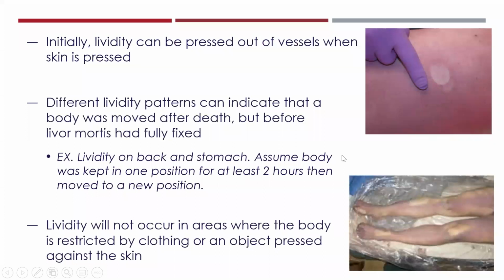Also, lividity will not occur in areas where the body is restricted by clothing or objects being pressed against the skin. So for example, this person was laying on their stomach. So lividity is in their legs, which were closest to the floor. You can see areas where there was pressure from maybe an object or just whatever was underneath them that the lividity did not set in, but other places it did. So all good clues that help you determine if the body was moved or how it was laying or placed at the time of death.